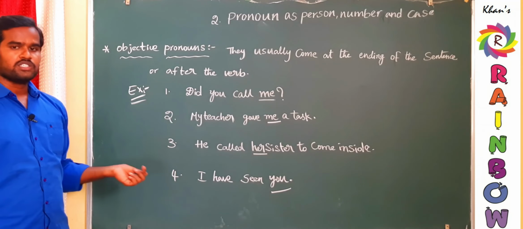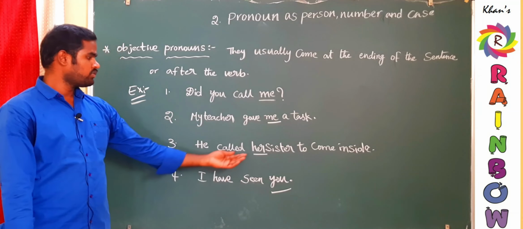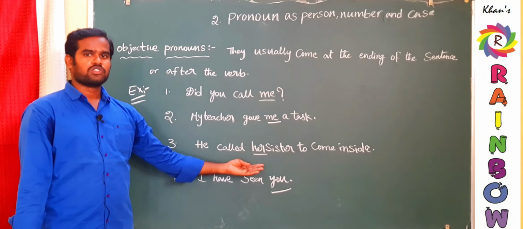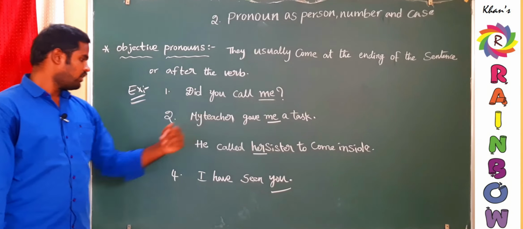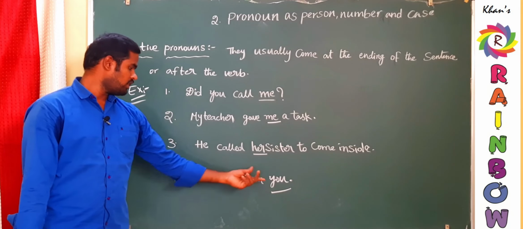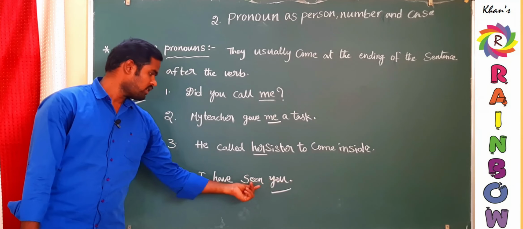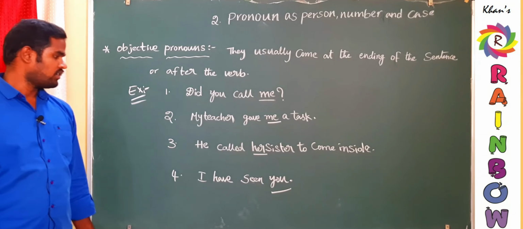And coming to the third example, he called her sister to come inside. If you observe, her is the possessive pronoun, and the position of that possessive pronoun is before a noun. And then, I have seen you. Here the position of the objective pronoun is after the verb or even at the end of the sentence also.